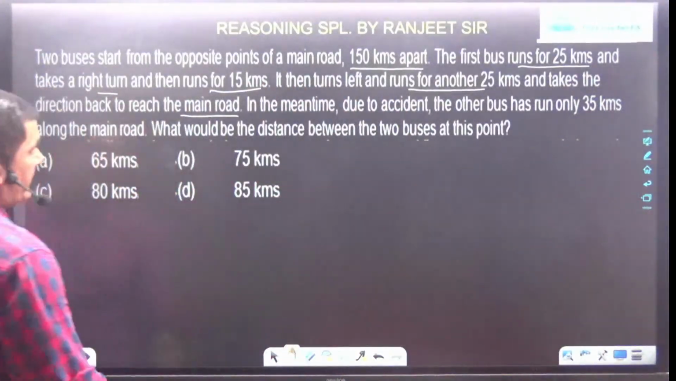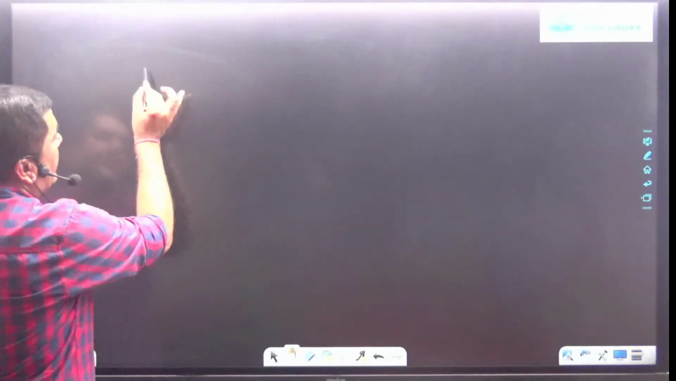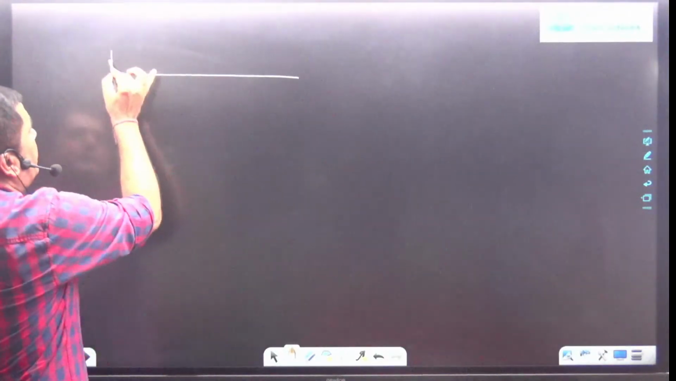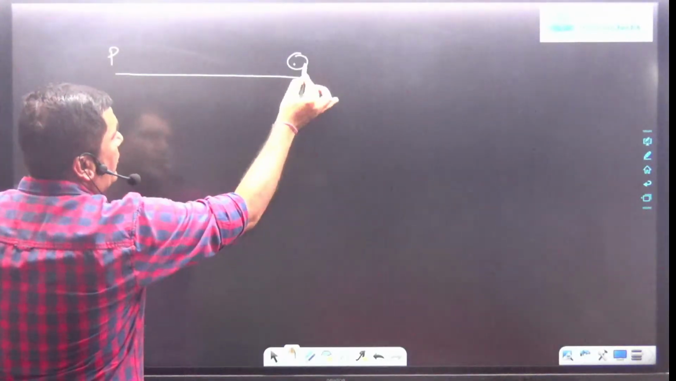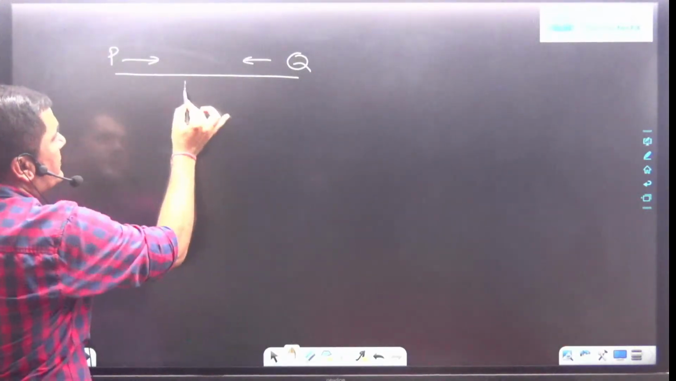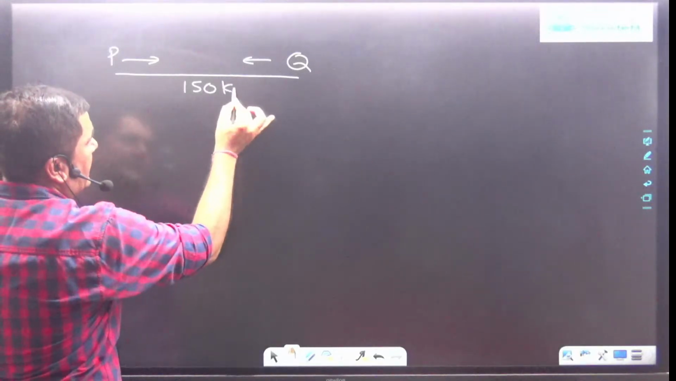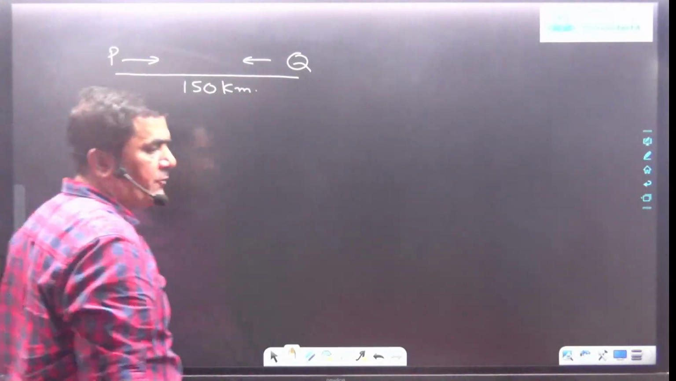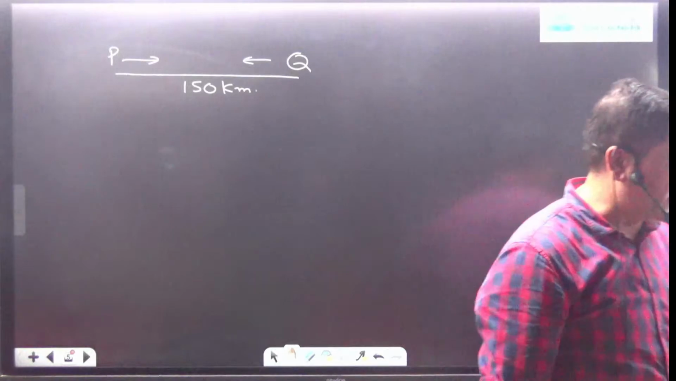Before solving this question, let's start with one concept. Let's say there are two persons P and Q and they are moving towards each other from 2 points which are 150 kilometer apart. Let's take an example. Then how to get the answer for this one?